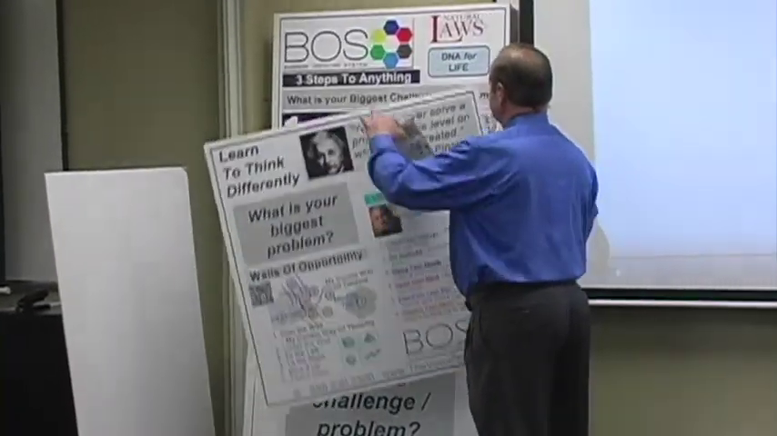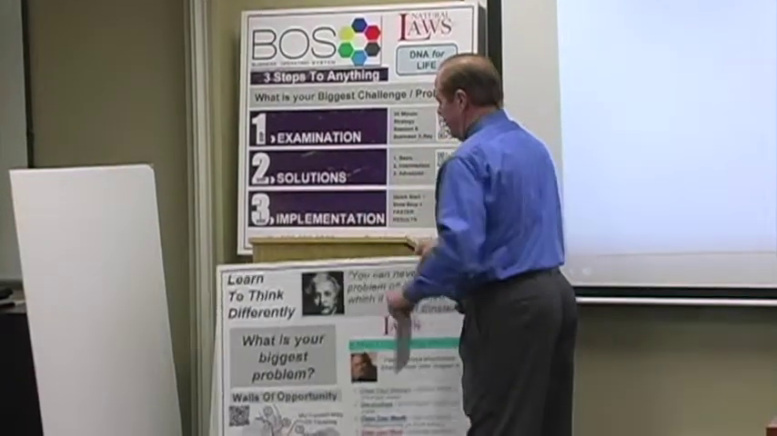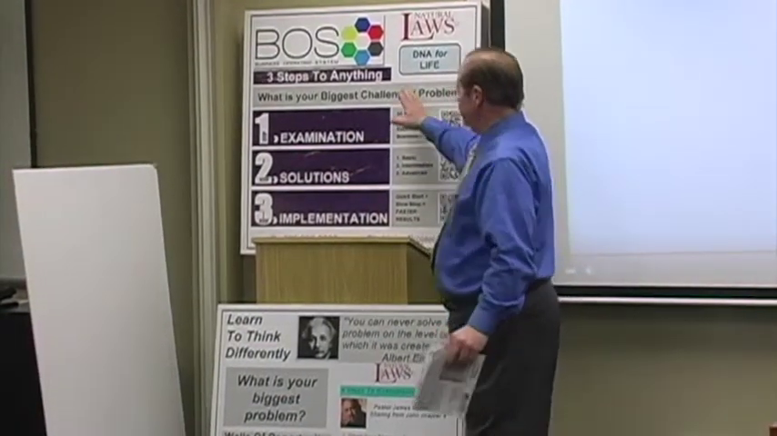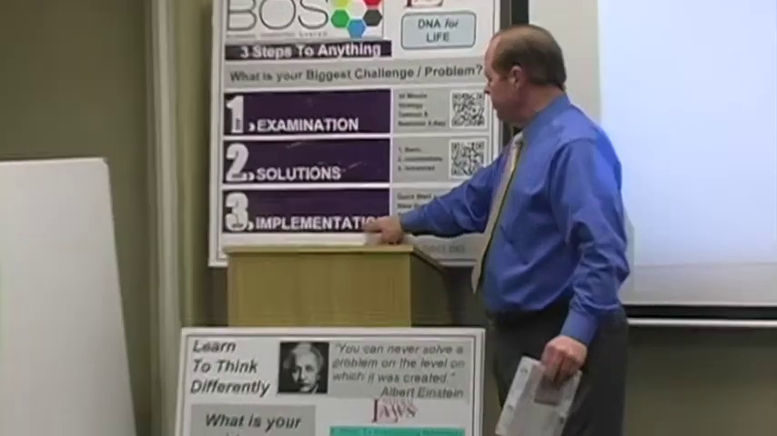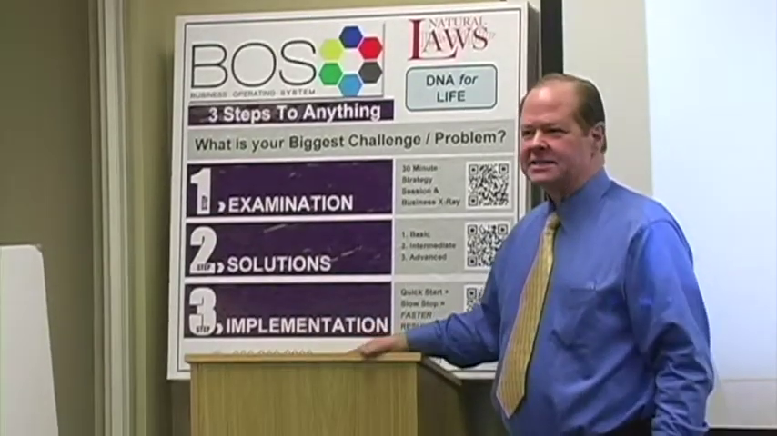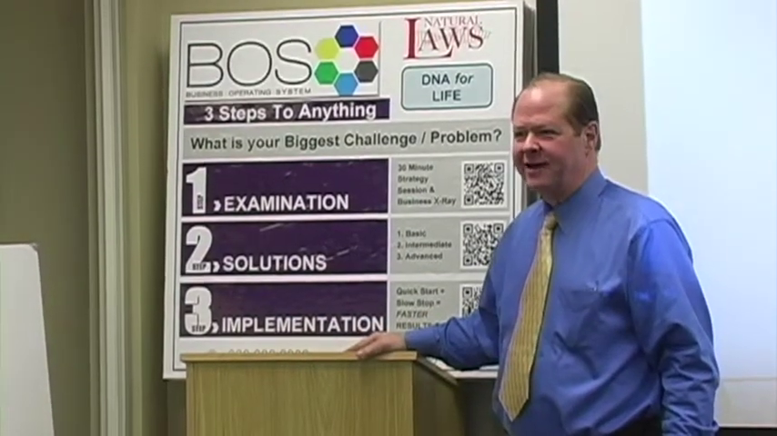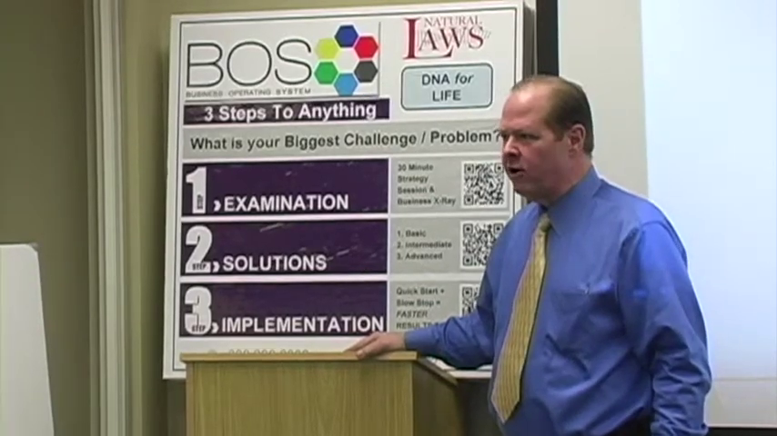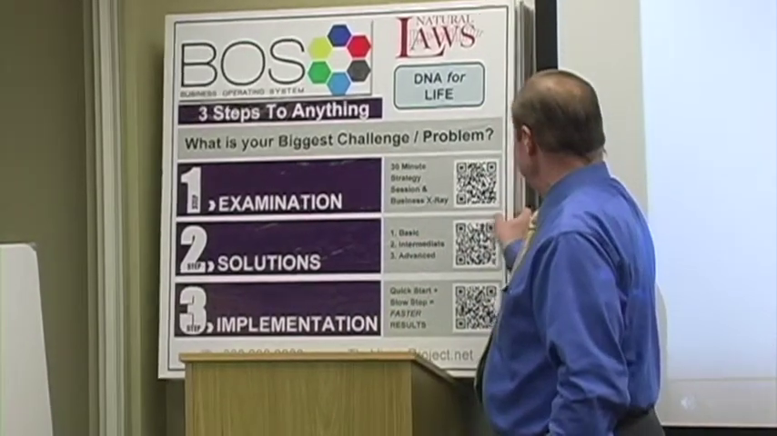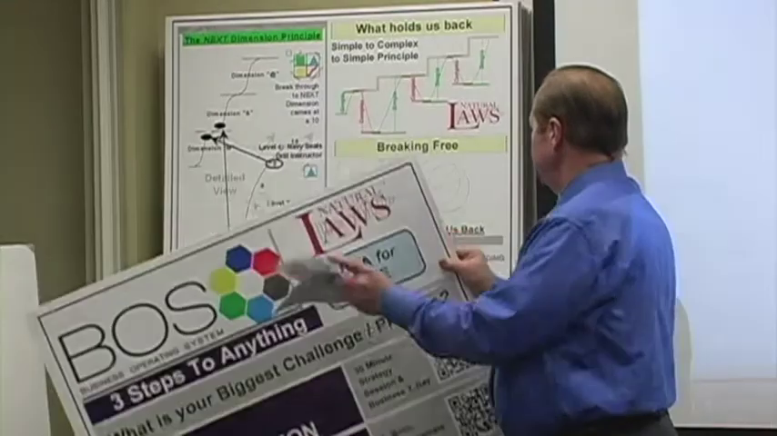into the BOS system, but really what we're talking about is 3 steps to doing anything. You examine it, you bring forth the solution, and implement it. It doesn't have to be any more complicated than that, right? There are solutions to what it is that we're trying to accomplish here, okay?